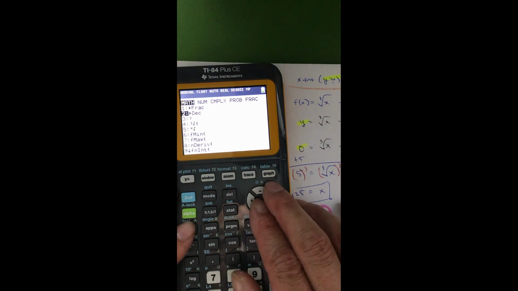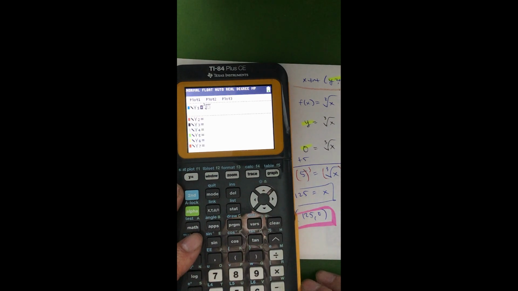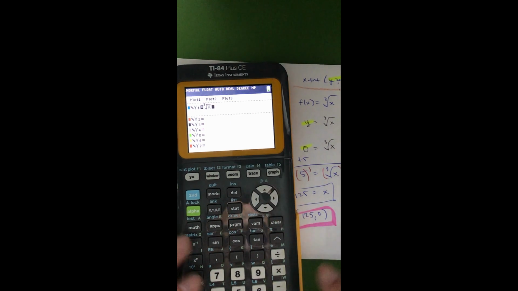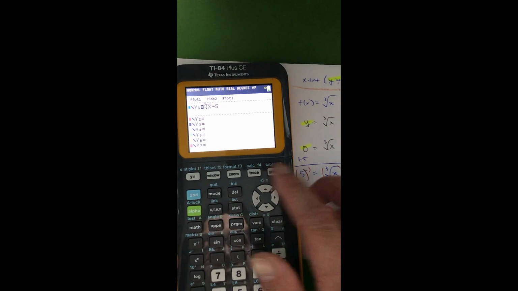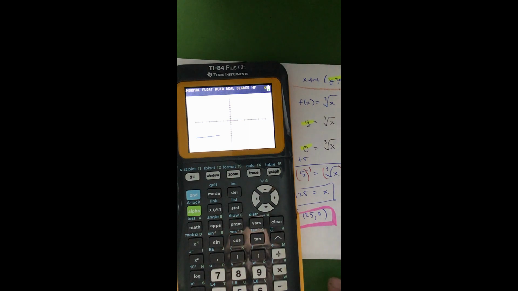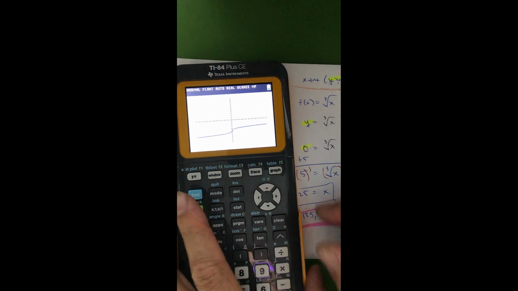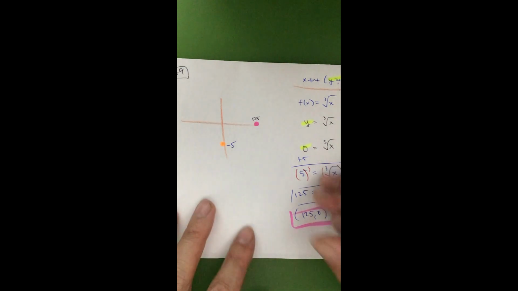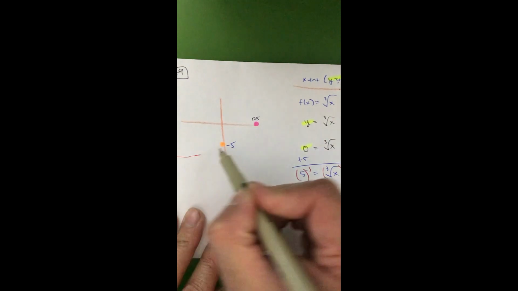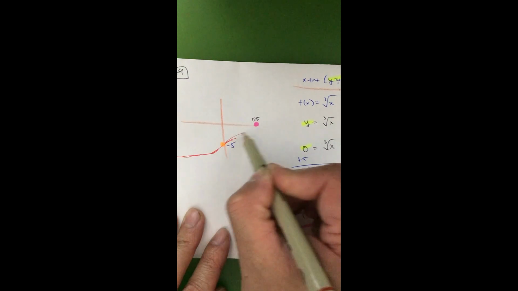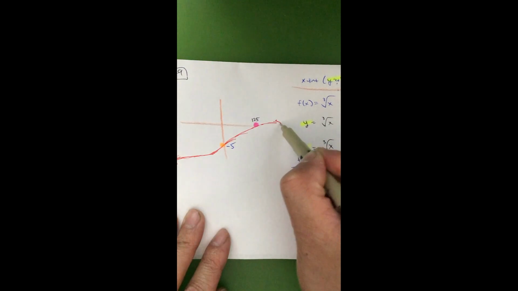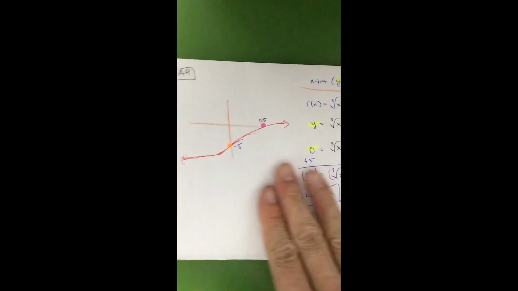Math, cube root, x. Okay, now go out, because that minus 5 is not there, minus 5, not negative 5. So it looks kind of like the cubic root function, but shifted down, or the inverse of it. I mean, that's at 125.